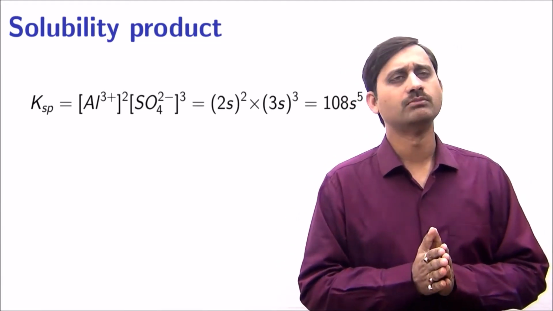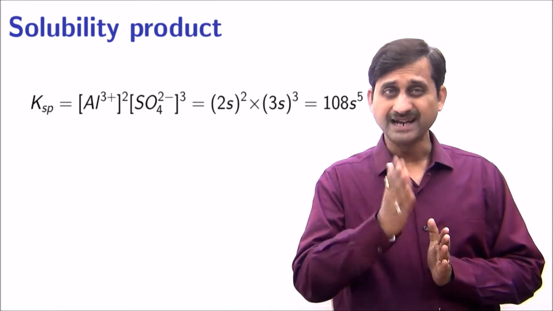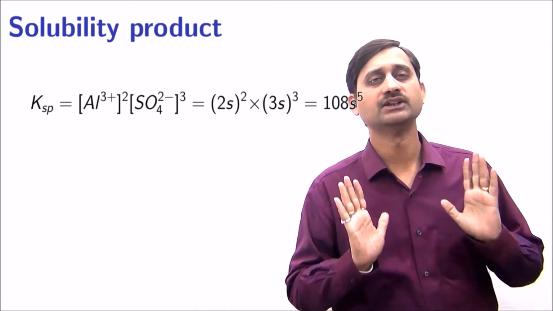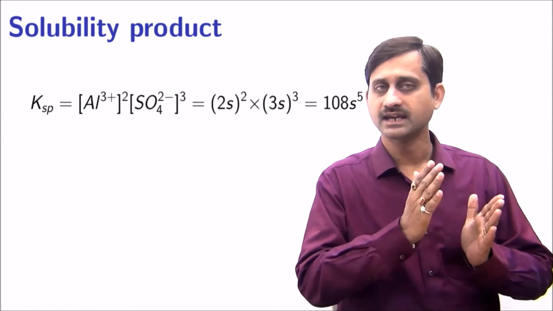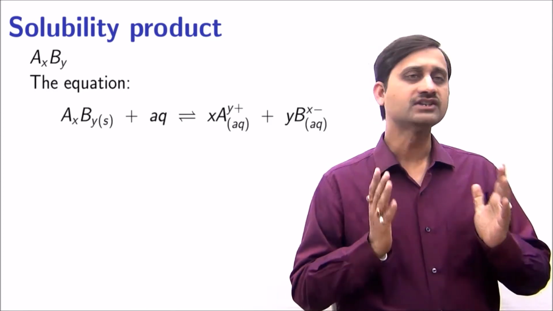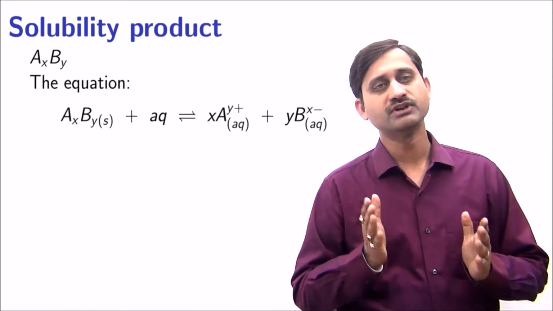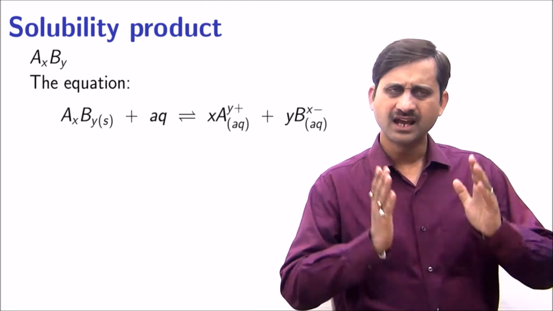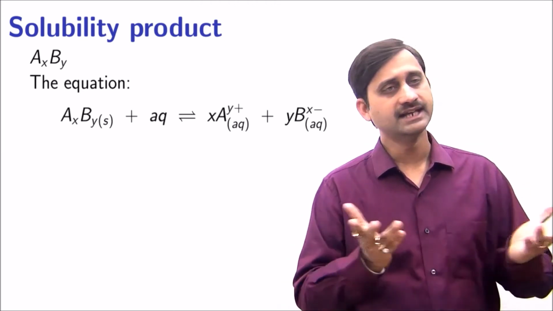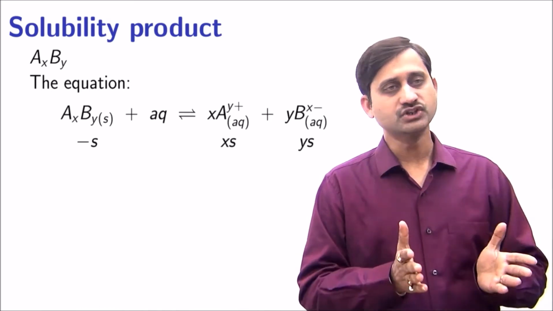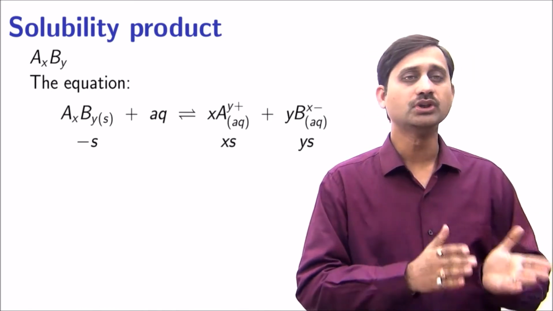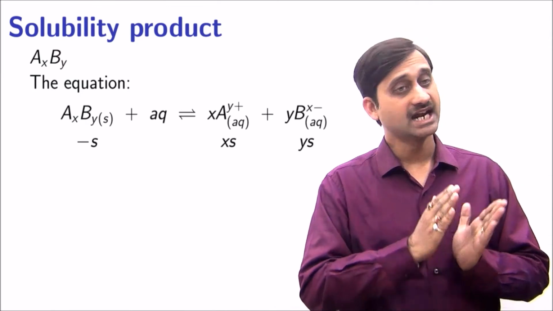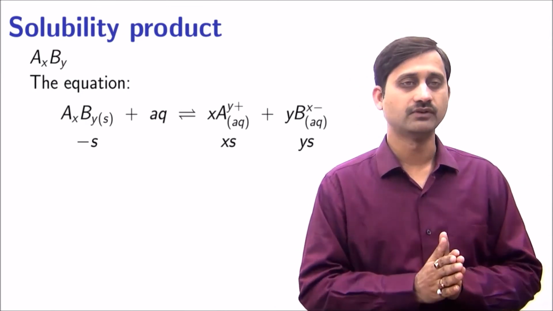Now let's take a general formula binary salt. A binary salt is a salt which has one type of cation and one type of anion only, simply represented as AxBy. In this general example, the stoichiometric coefficient of A is x, while of B is y. Again, by convention, we take the solubility as S. The equation tells us that per mole of AxBy dissolved, x moles of A^y+ and y moles of B^x- will be formed.